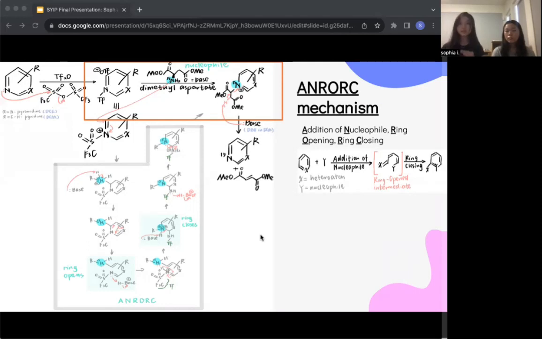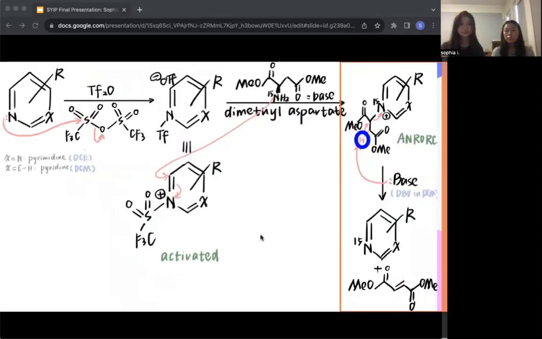In this case, dimethyl aspartate, which has an N15, acts as a nucleophile, opens and closes the ring here, and turns the products into this. As you can see, this is the detailed mechanism. Then what we need to do is to cut this single bond so as to separate these two things, because we only want the pyridine or pyrimidine with N15. Therefore, we add a base, which is DBU, to attack the hydrogen here. Let them react overnight and then we got this too.